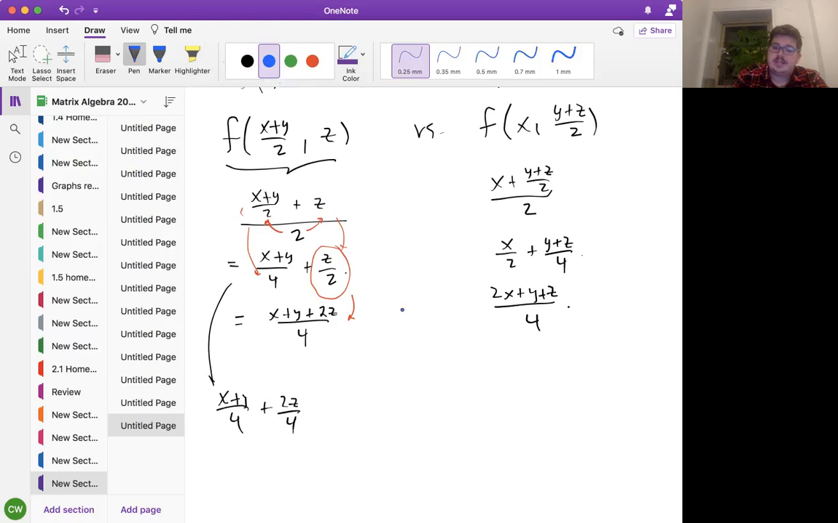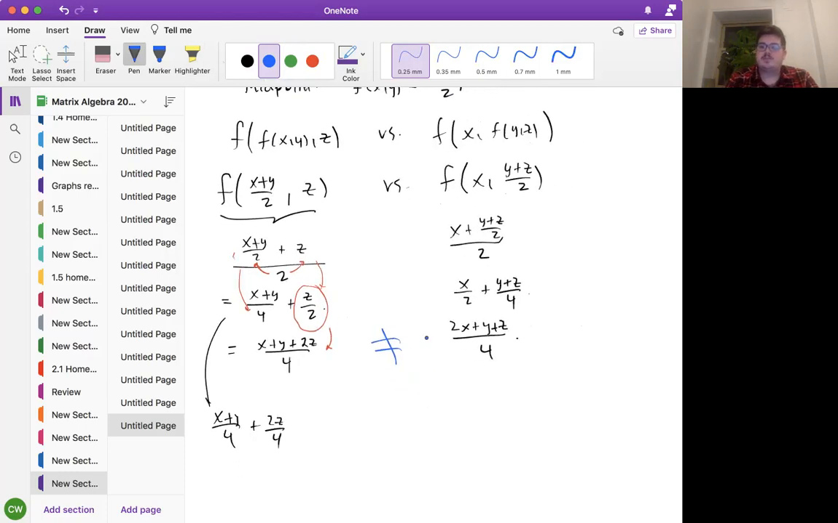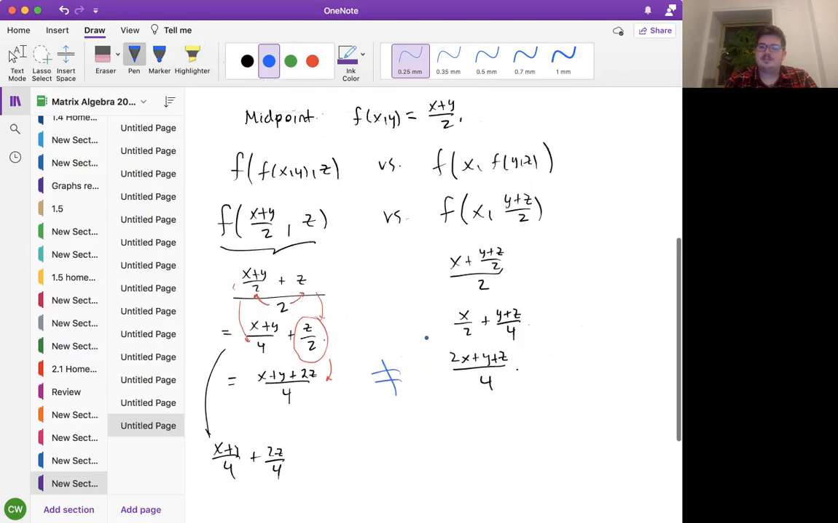So you see, these aren't the same, right? It depends on what x, y and z are, right? But when you take the midpoint, yeah, midpoint is not associative. Okay, questions on that? Okay.